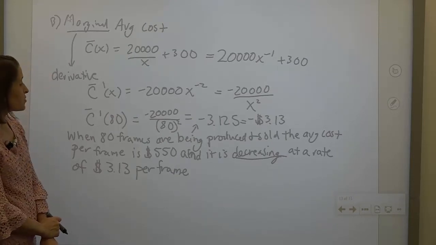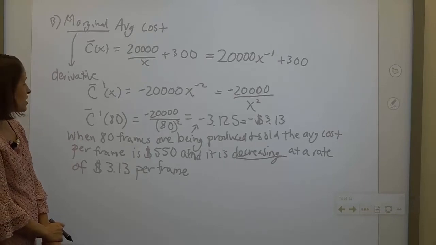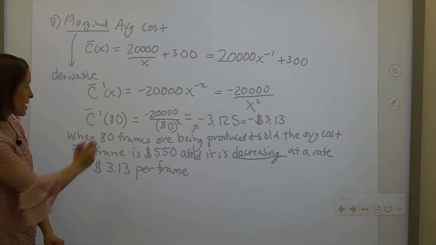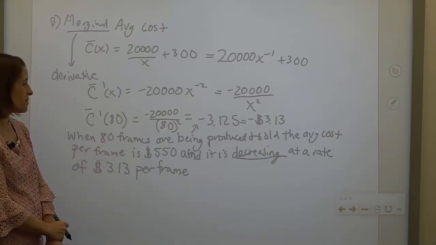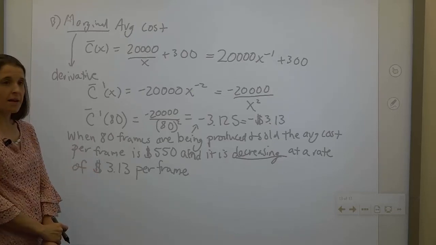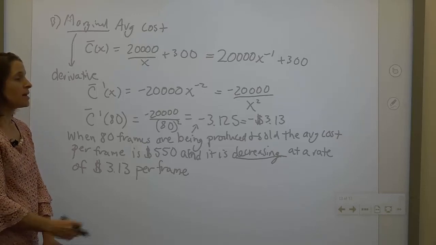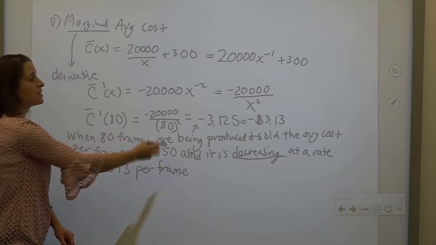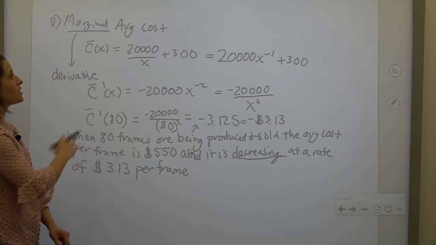So what have we found? We found that when 80 frames were produced and sold, the average cost per frame was $5.50, but that cost per frame is decreasing, average cost per frame is decreasing at a rate of $3.13 per frame. So that means if I made the 81st one, it would have lowered my average cost down from $5.50 to $3.13 less than that. Okay, so that's putting all of that together.